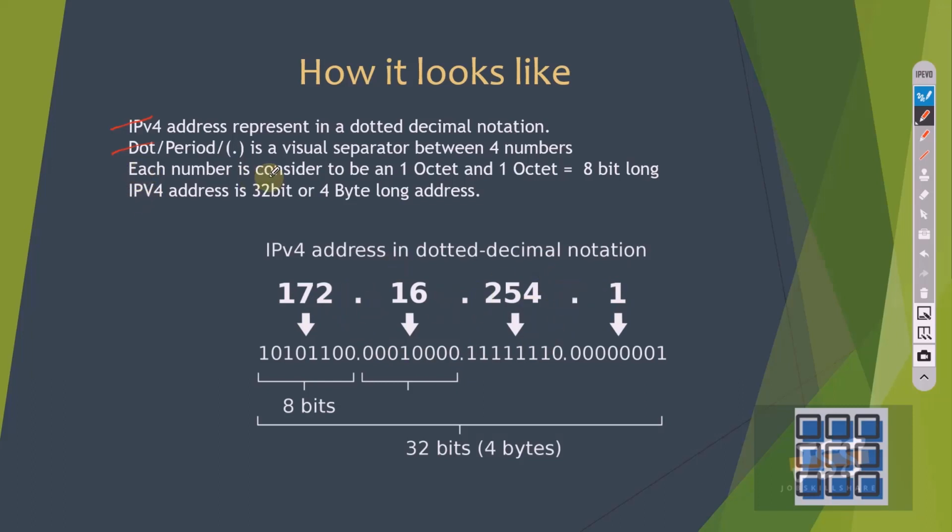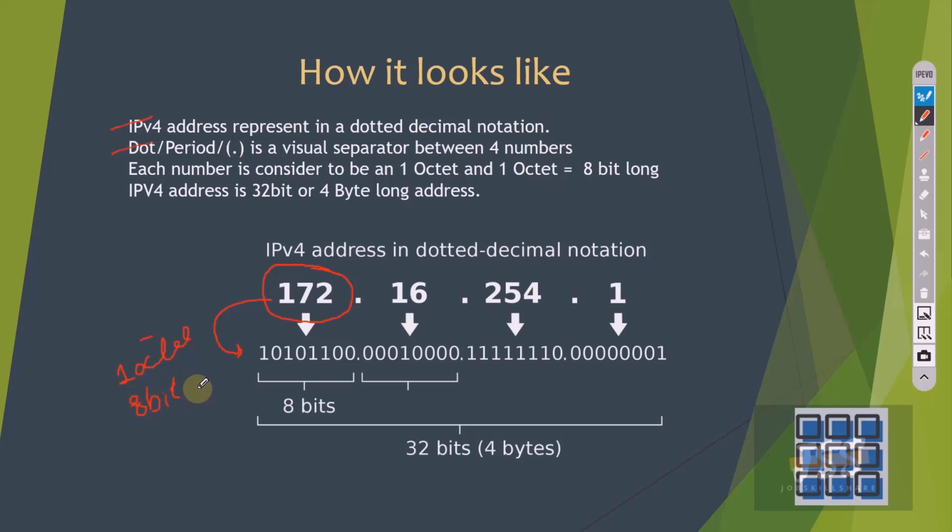Then each number is considered to be one octet. One octet is equal to 8 bits long. So this one, this digit here, is equal to how many octets? One octet, which is equal to what? 8 bits.